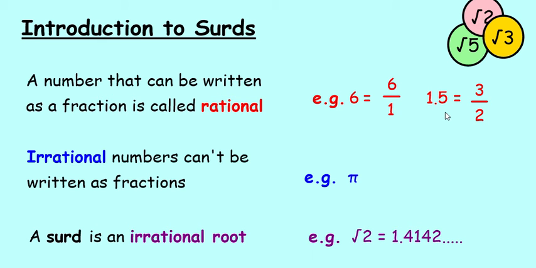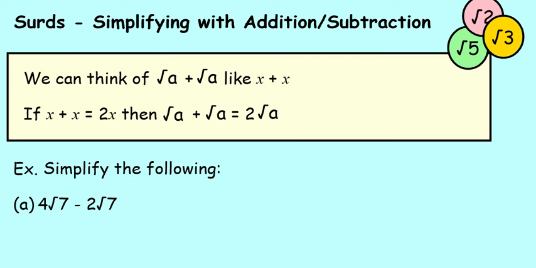The square root of 36 is 6. So a surd is just an irrational root that cannot be simplified. And irrational numbers are just numbers that cannot be written as fractions, like the pi symbol, 3.14. So we're going to go over a few examples together.